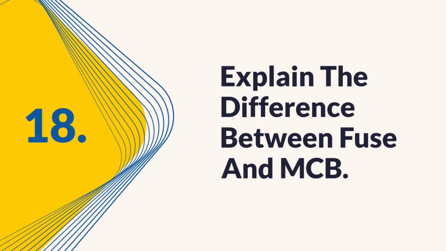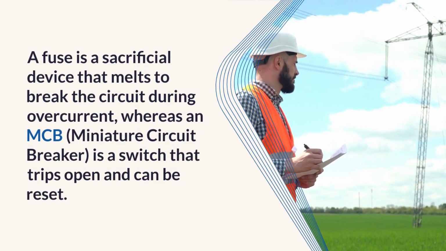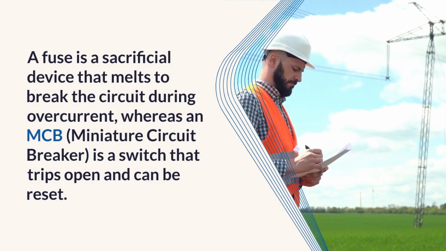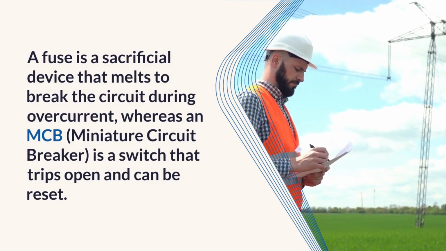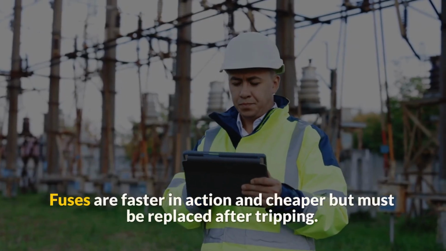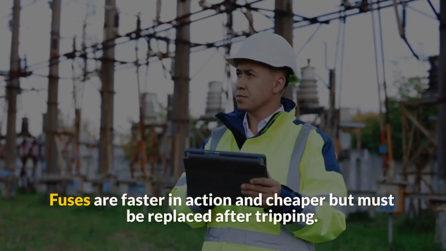18. Explain the difference between fuse and MCB. A fuse is a sacrificial device that melts to break the circuit during overcurrent, whereas an MCB, miniature circuit breaker, is a switch that trips open and can be reset. Fuses are faster in action and cheaper but must be replaced after tripping.